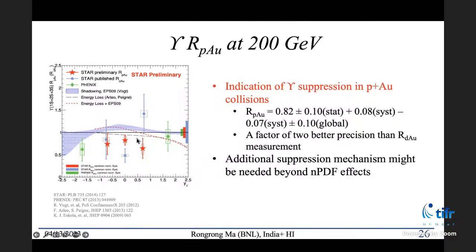We can also compare these results to, for example, the nuclear PDF calculation shown as this hatched area here. Here you can see that in the nuclear PDF, the prediction is above one, meaning we are in the anti-shadowing region. But of course the data seems to indicate there is some suppression needed. If you look at, for example, energy loss alone, you can see it's getting closer to the data. So there seems to be some suppression mechanism needed. That's theoretically, but experimentally, I think what we can learn from here is that there is some suppression because of the cold nuclear matter effect.